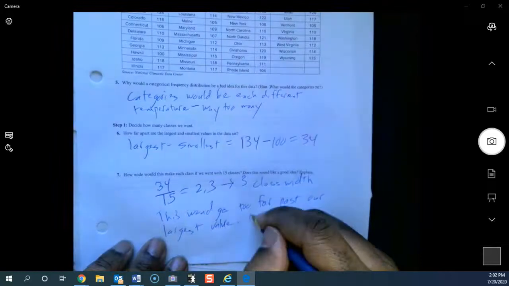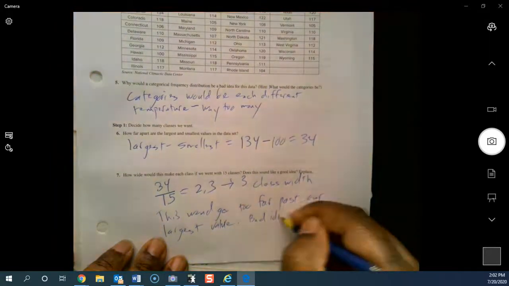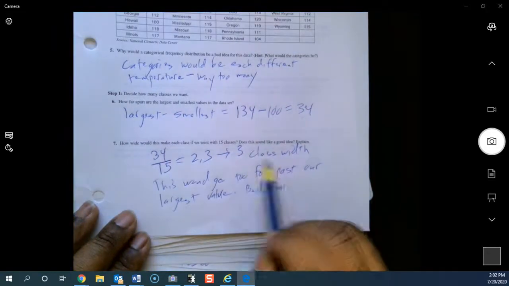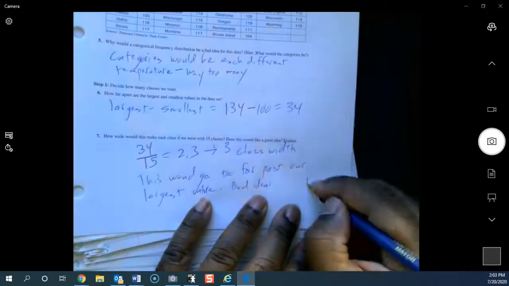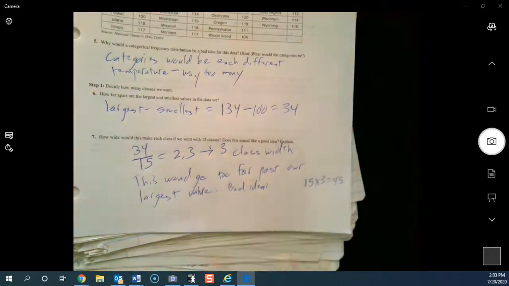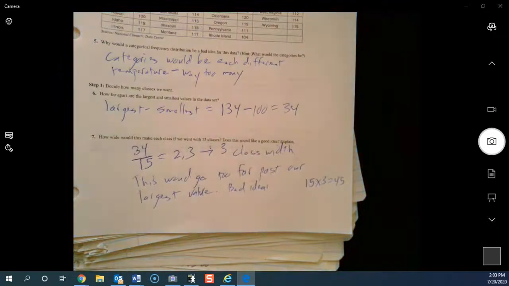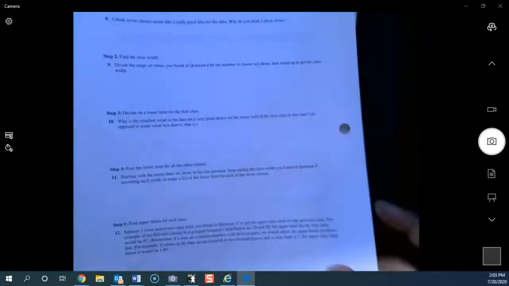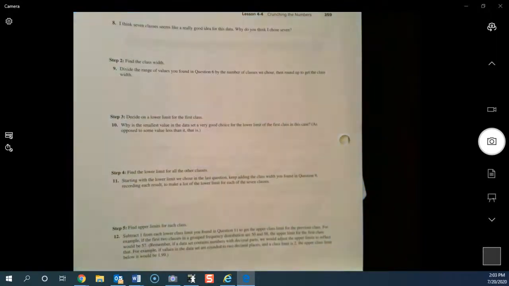So this would be a bad idea. And let me show you why it would do that. Okay, if we have 15 classes, remember the class width is 3. So we have 15 classes times 3. That means that it would go to 45 numbers here. And we're trying to get to 34 numbers. So that would be too far out. That would be too far out as far as the class width is concerned. Now, again, like I said, you'll get a better understanding as we continue to go through this.